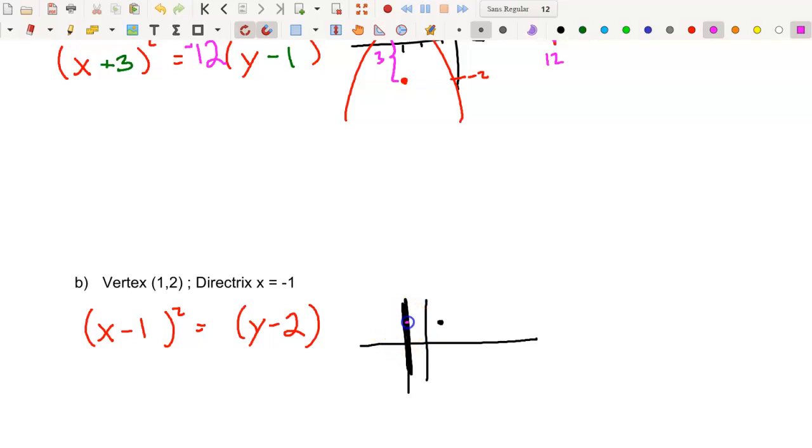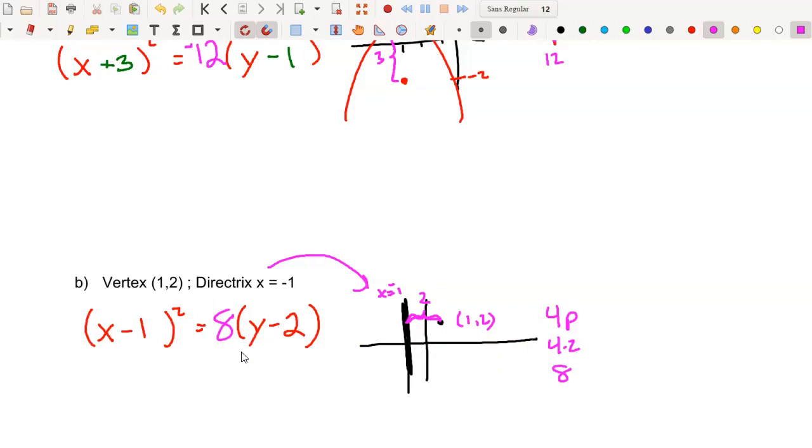How far is it from the directrix to the vertex? What's that distance? Remember, this is -1. And this is 1, 2. So how far apart are they? 2. So 4p with p equal to 2 is 4 times 2. You get 8. There we go.